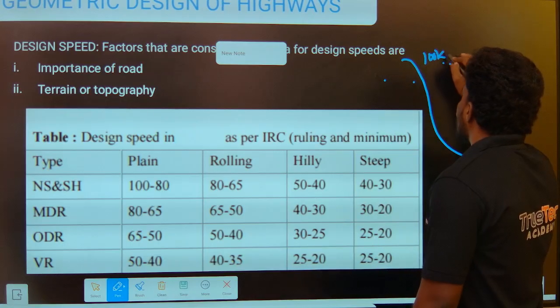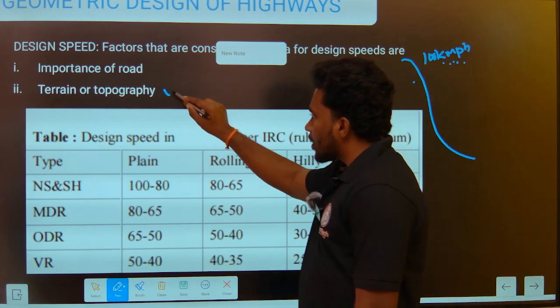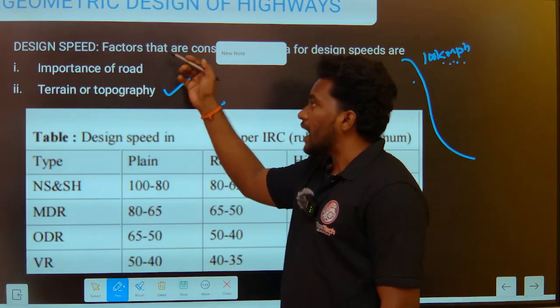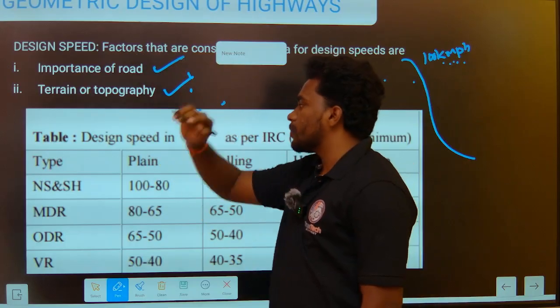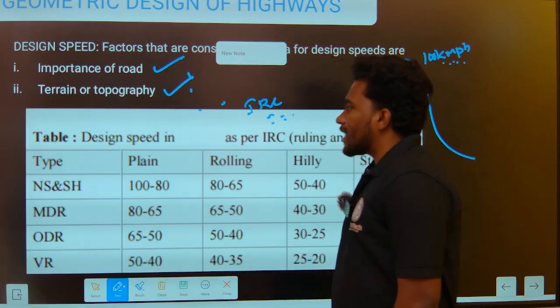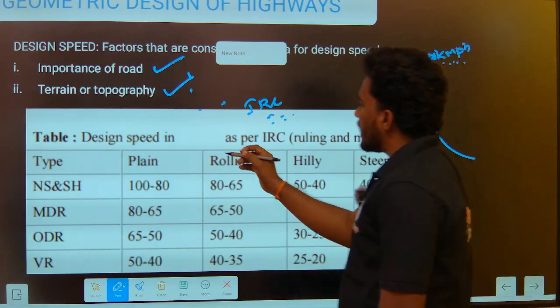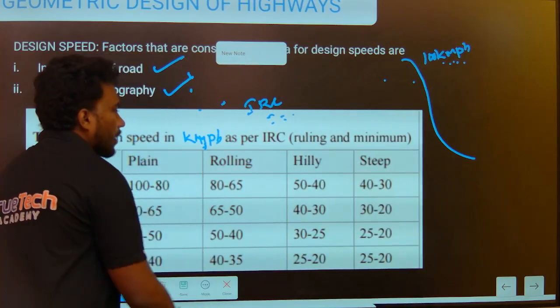It is not possible and it is not safe also. So terrain or topography is also an important factor in the geometric design, and that is fixing the design speed. And the importance of the road is also an important factor in fixing the design speed. So as per the IRC, these are the design speeds in kmph.